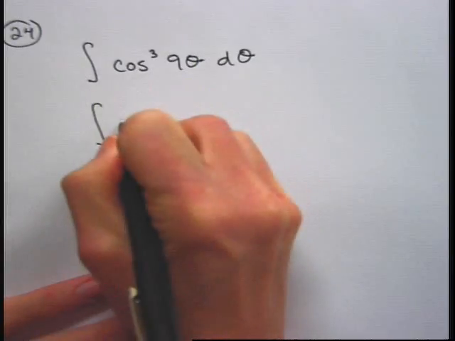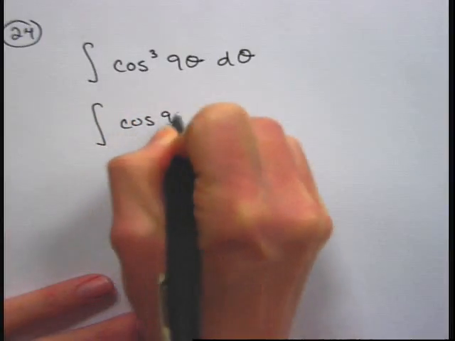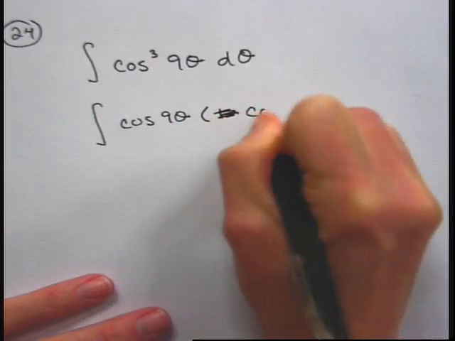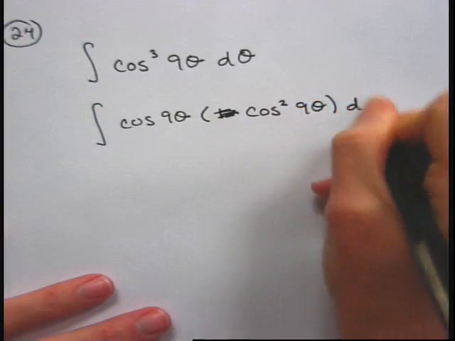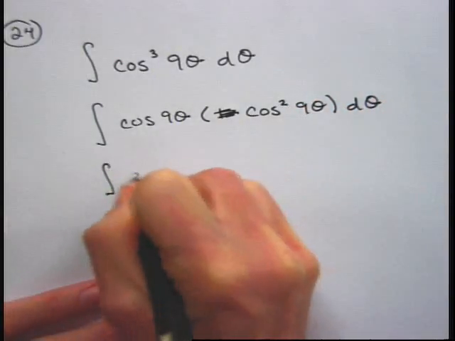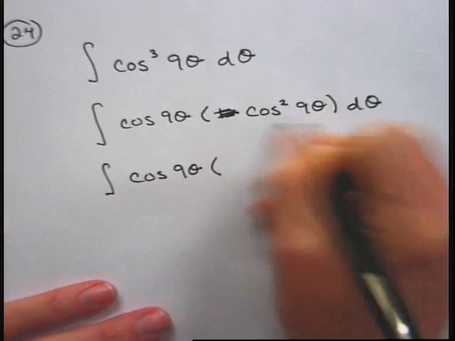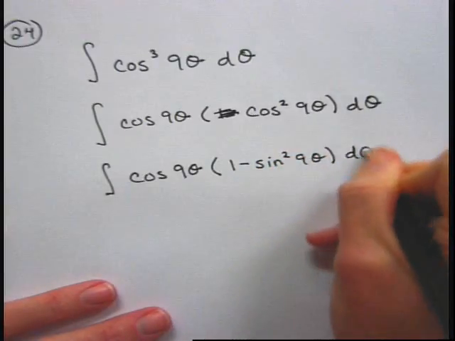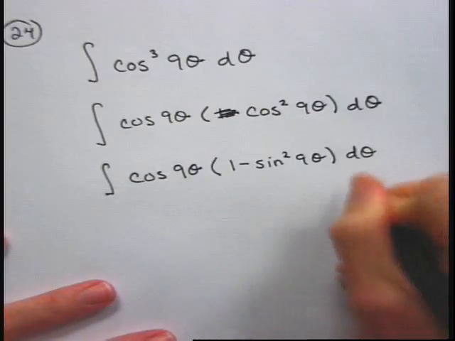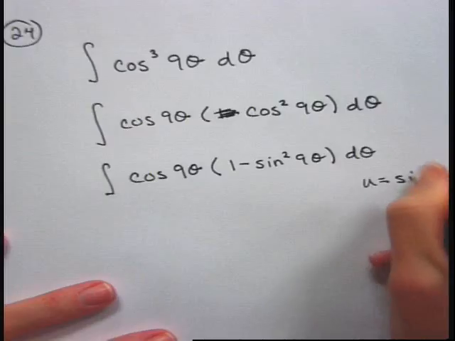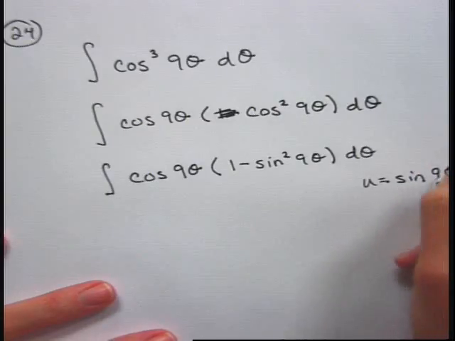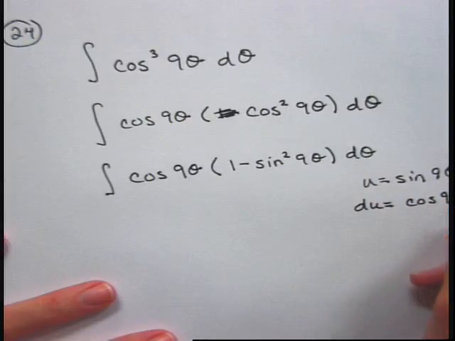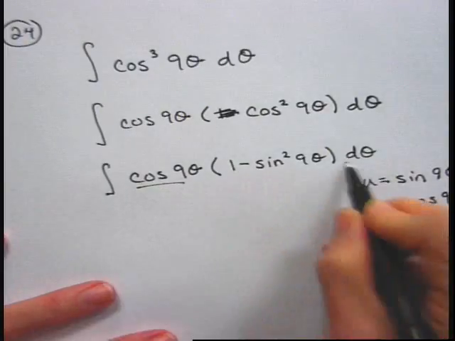to split it up. So you can think of this as cosine 9 theta times 1 minus sine squared 9 theta d theta, by the Pythagorean identity, right? Okay, and then the trick here is if you let u equal the sine of 9 theta, then du is going to equal the cosine of 9 theta d theta, right? Which is exactly what you have right there.